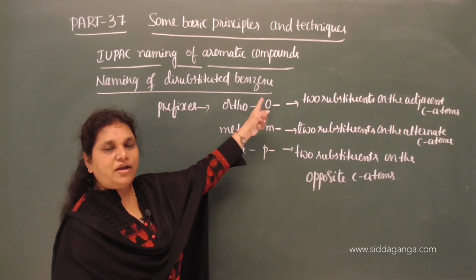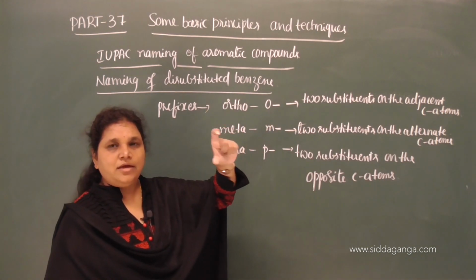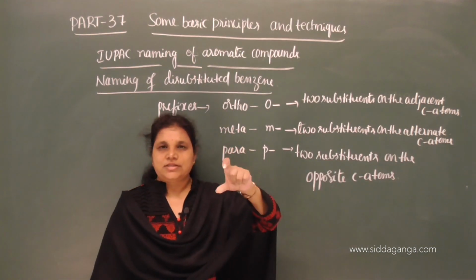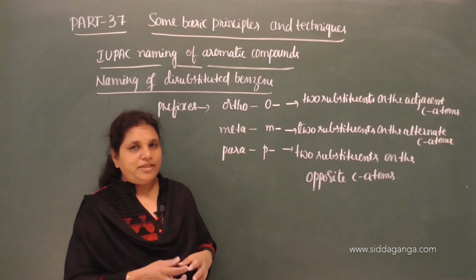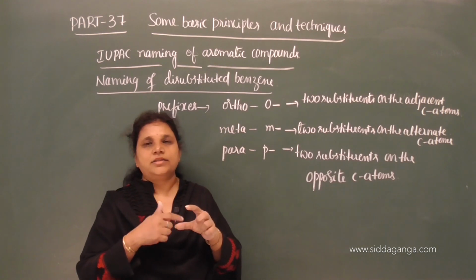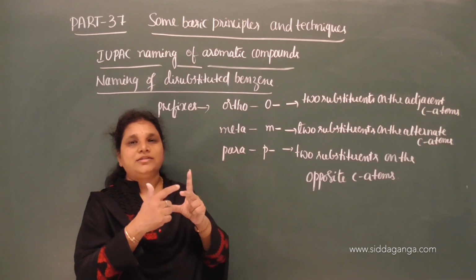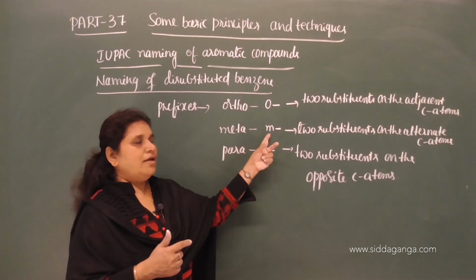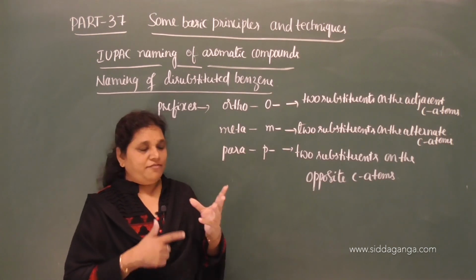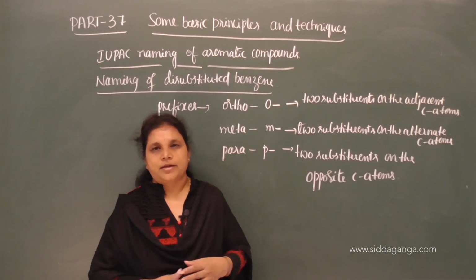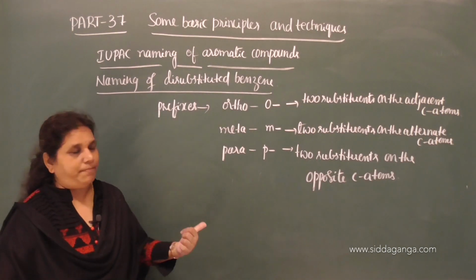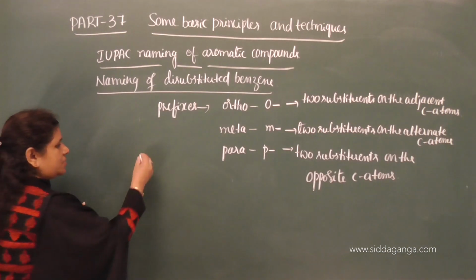O stands for ortho, which indicates the position of two substituents on the benzene ring when they are on the adjacent carbon atoms. If they are on the alternate carbon atoms, then the prefix will be M. If they are on the opposite carbon atoms, then the prefix is para. So, let me give the positions here.